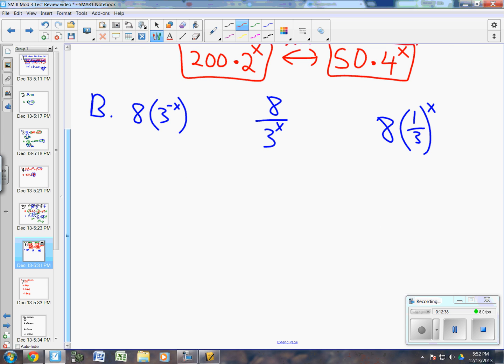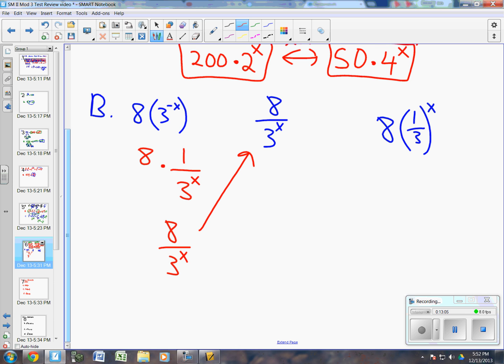All right, on this one right here. Well, first of all, I have 8 times 1 over 3 to the x power, because anytime you have a negative exponent, you can move it to the denominator and make it a positive exponent, so it's 1 over 3 to the x. Well, 8 times 1 is 8 over 3 to the x. Well, that's the same as this one.